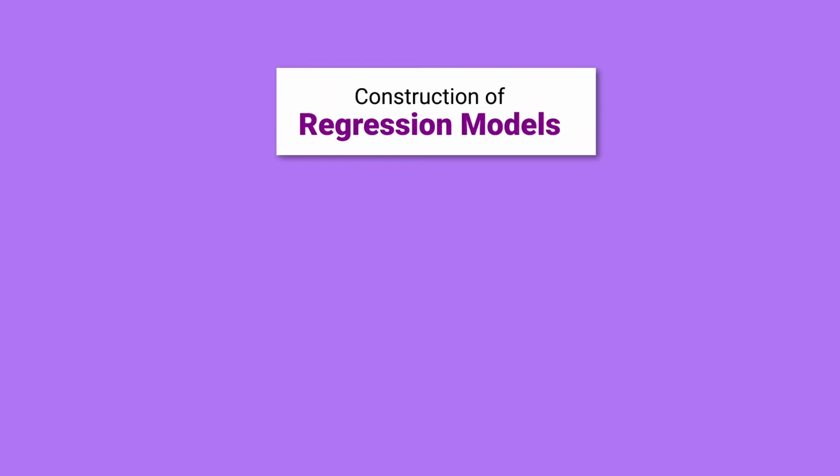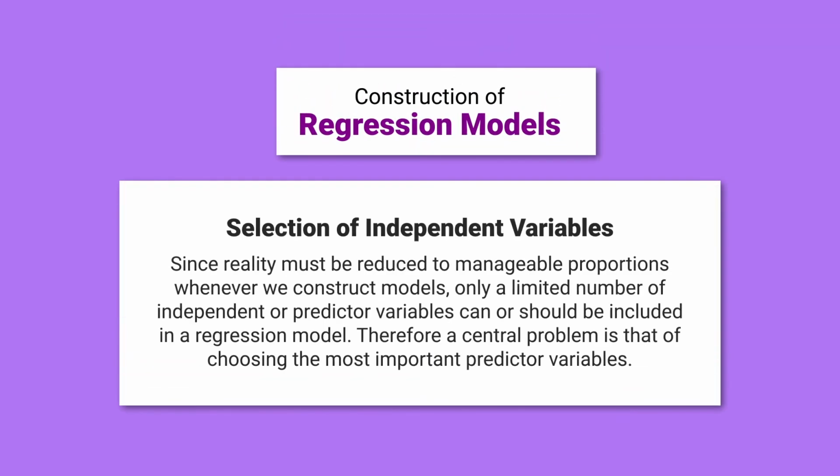So, construction of a regression analysis. Selection of independent variables: since reality must be reduced to manageable proportions, whenever we construct models, only a limited number of independent or predictor variables can or should be included in a regression model. Therefore, a central problem is that of choosing the most important predictor variables.